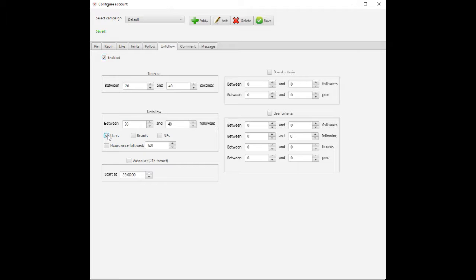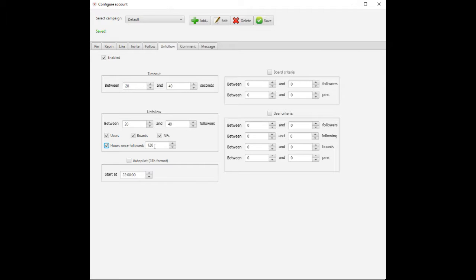Do you want to unfollow users? Do you want to unfollow boards? Do you want to unfollow non-performance people? And hours since you followed. In other words, how many hours do you want to go by before you actually unfollow this person to find out that that person is not active, or that person doesn't even pin on your board, so that person doesn't even look at your information? Normally you want to give it some time.